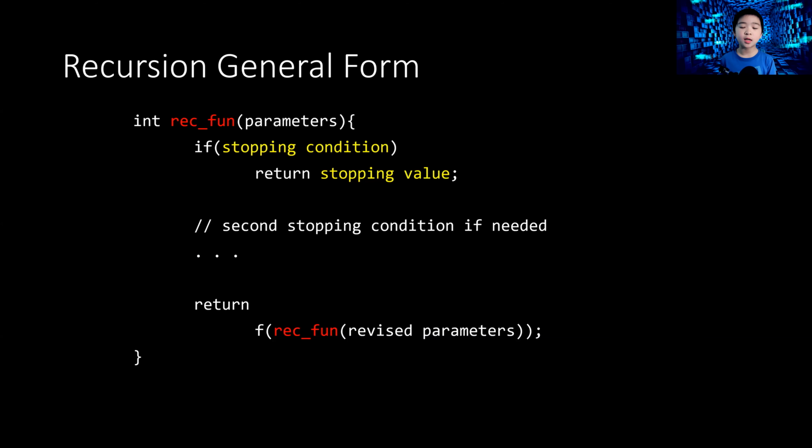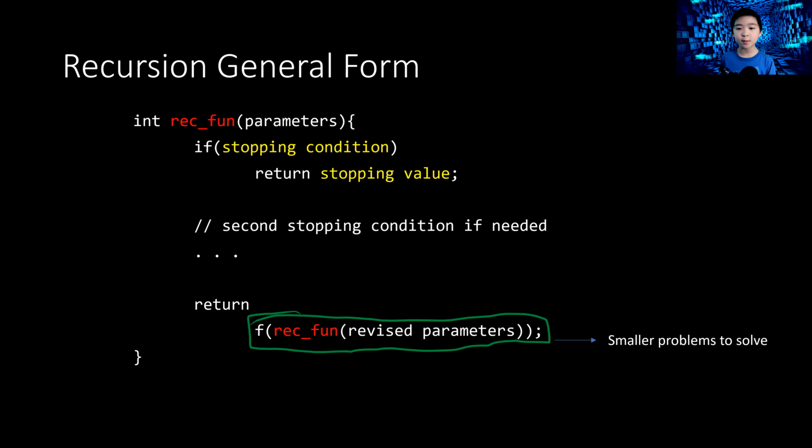It takes a while to get comfortable with recursion, but every recursion can be summarized into a general form. First, we need a stopping condition and a stopping value to return. Second, we call the same function again with one or more smaller problems.